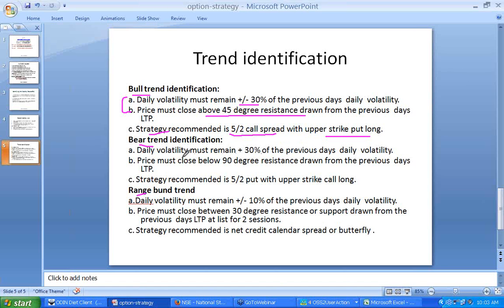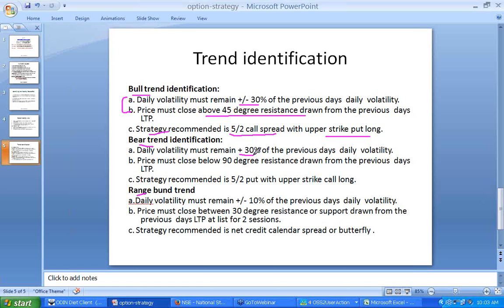Bear trend: if the volatility remains plus 30%, meaning it is increasing from the previous day's daily volatility, and prices must close below the 90-degree resistance drawn from the previous day's last traded price, then it is a bear trend for the coming day. Range bound: if the daily volatility remains in the 10% band of the previous day's volatility, and prices must close in the 30-degree resistance or support drawn from the previous day's LTP for at least 2 sessions, then you can say it is a range bound trade.